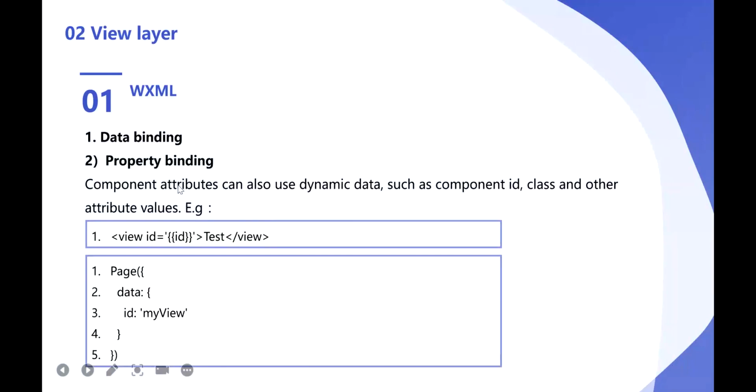For the property binding, component attributes can also use dynamic data, such as component ID, class, and other attribute values. Like what was given before: here, ID, test, my view. It's the same thing, very similar. We don't need to practice it.